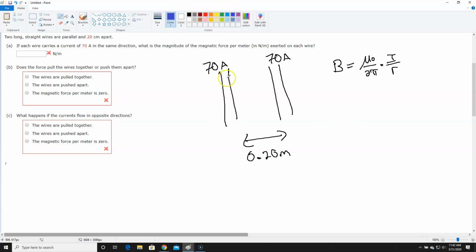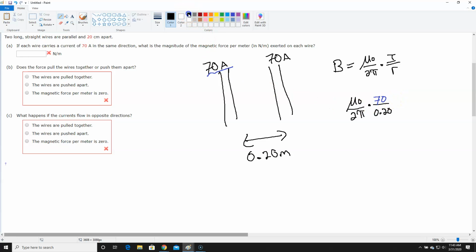So let's focus on this wire right here. We'll call it the blue wire. The blue wire, I don't care about direction right now. I'll deal with direction in a moment. The blue wire creates a magnetic field that is equal to mu naught over 2 pi. Actually, anything that is a constant independent of the wire, I'm just going to leave it black. So mu naught over 2 pi times I over R. So R is 0.20, and I have the 70 amps from the blue wire.